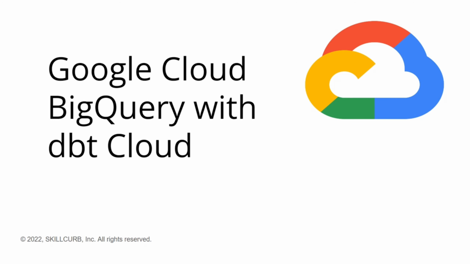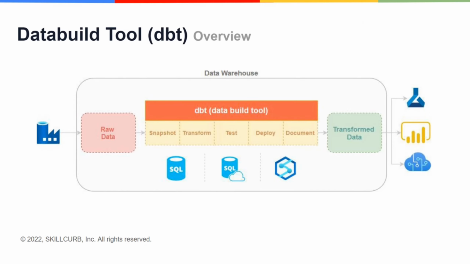I'm Aham Tariq from SkillCurb, and in this video you'll learn how to use Data Build tool with Google Cloud BigQuery to transform data. The Data Build tool is a CLI tool for running transformation pipelines, testing, and documentation in your data warehouse. Each stage of your transformation pipeline is called a model, and it is defined in a SQL file. It can help you tame massive data and simplify building complex data pipelines.